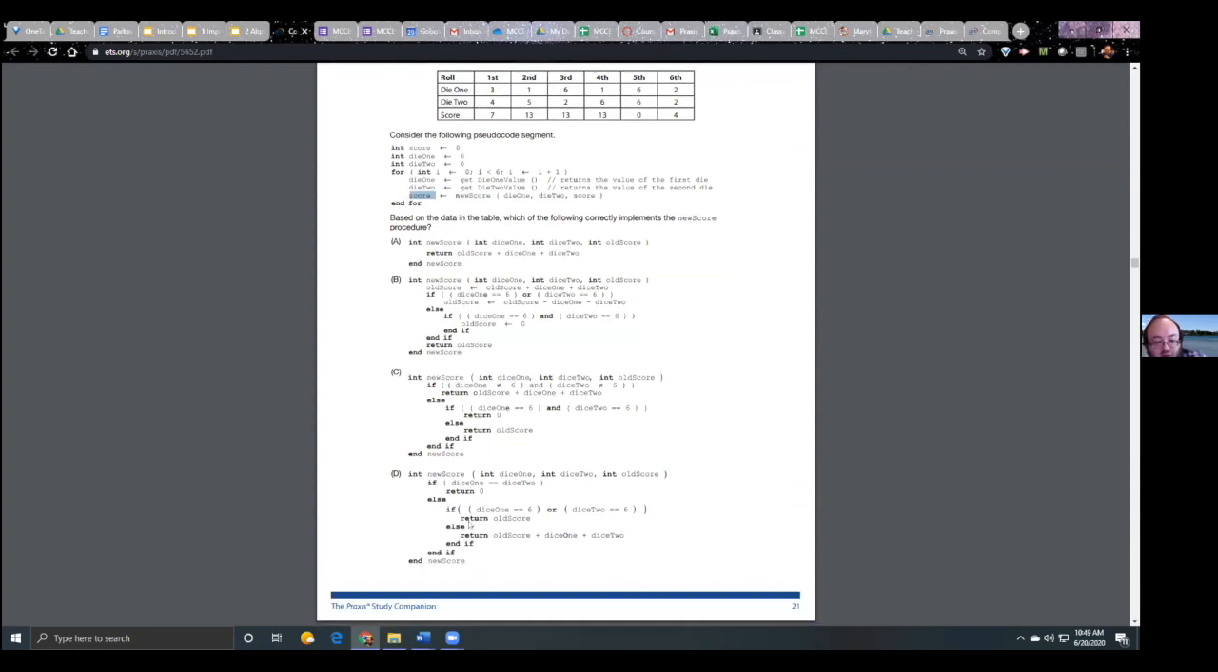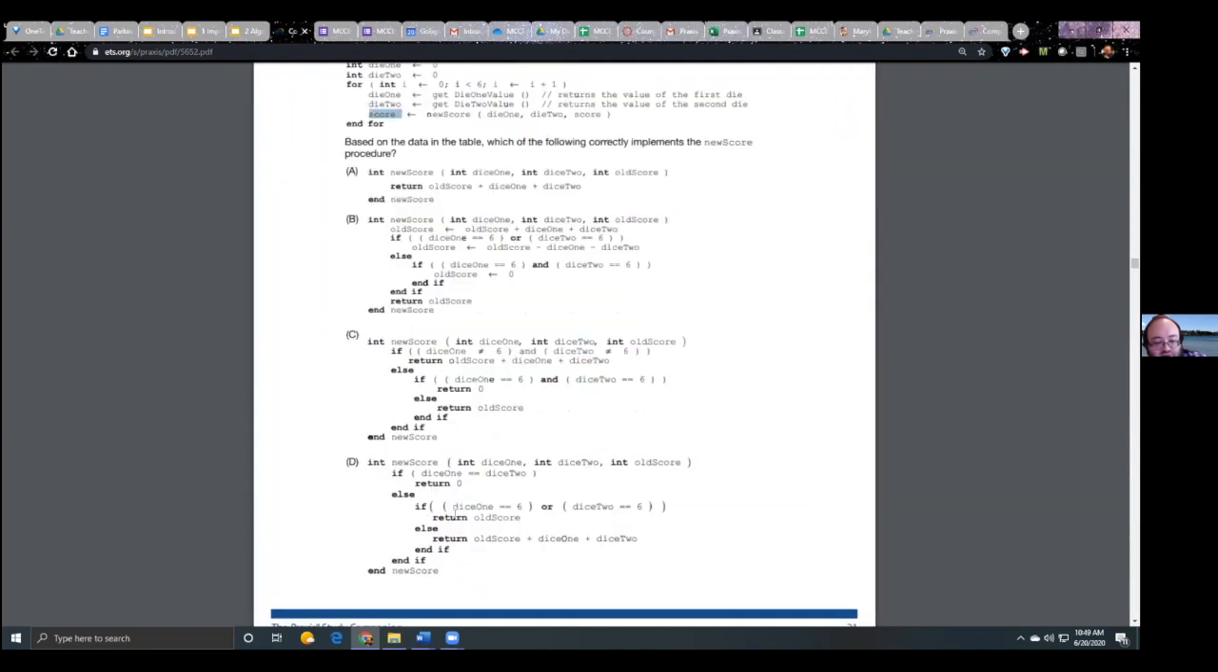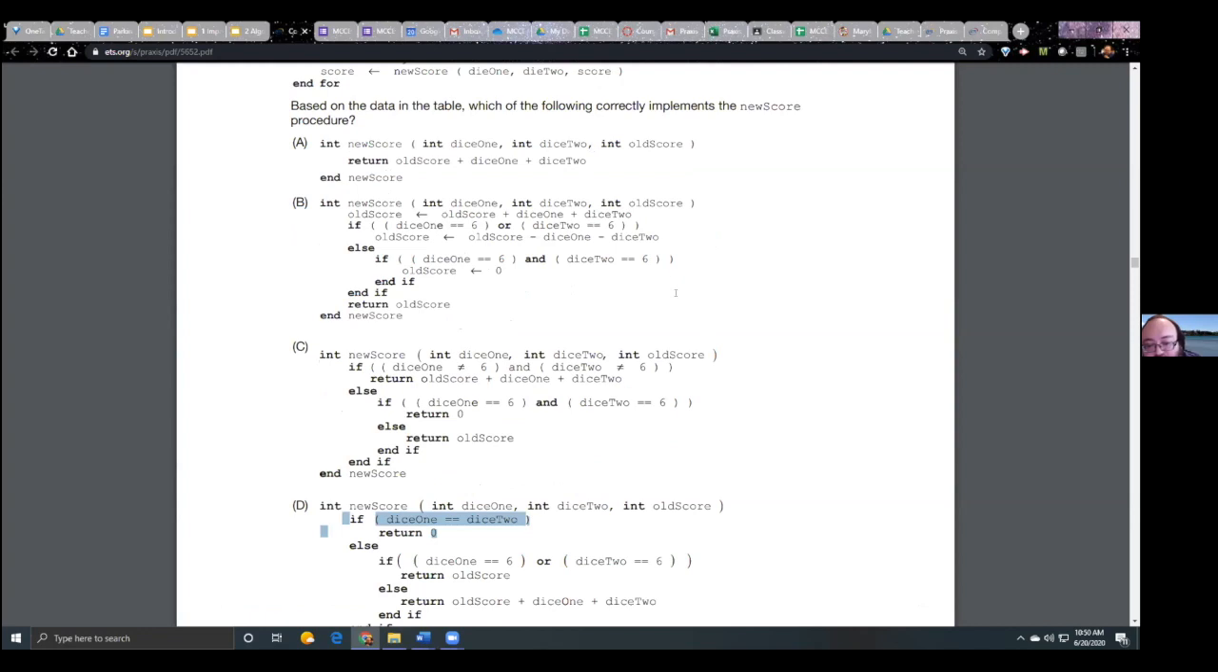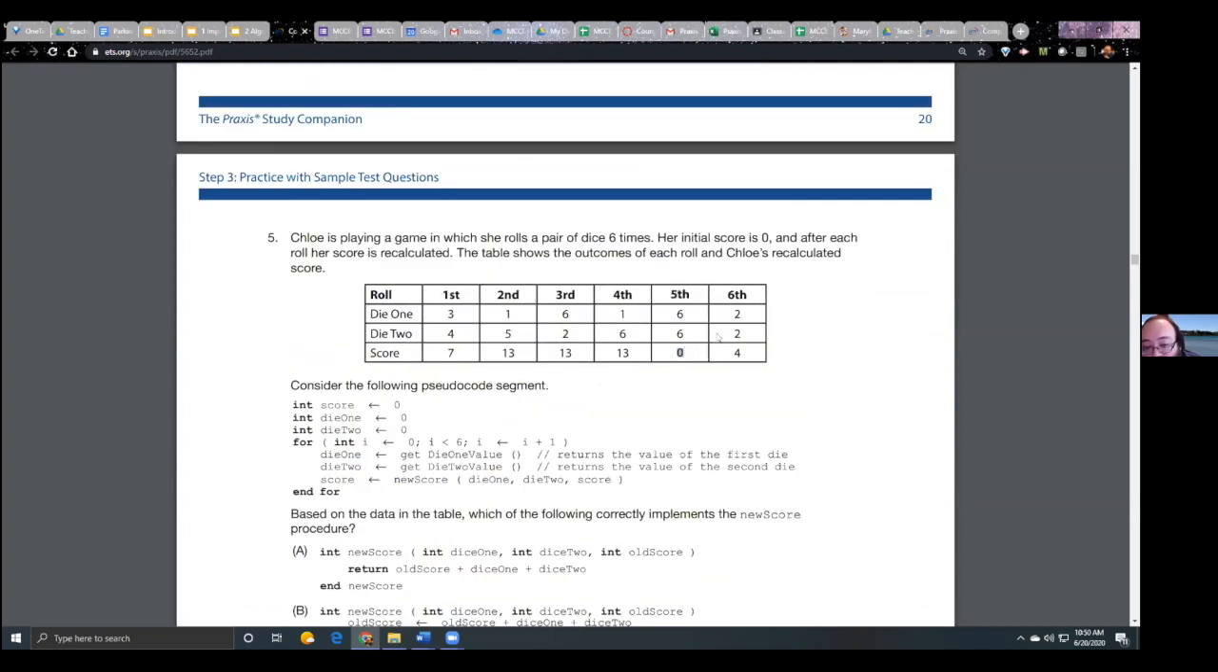Does anyone see any problems with D, if we can conclude C is correct? Is it the first if statement, if dice 1 equals dice 2, return 0? Yes, so that matches column 5. But it doesn't match column 6. Here we have another dice 1 and dice 2 in column 6, and it doesn't return 0, it returns 4. So yes, C is the correct answer. D is wrong as well.